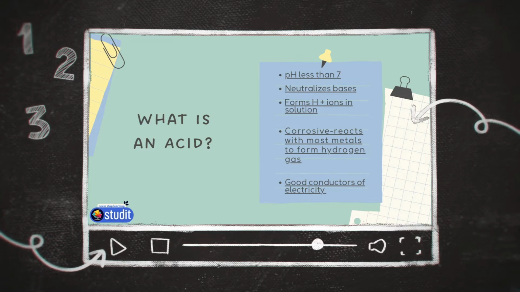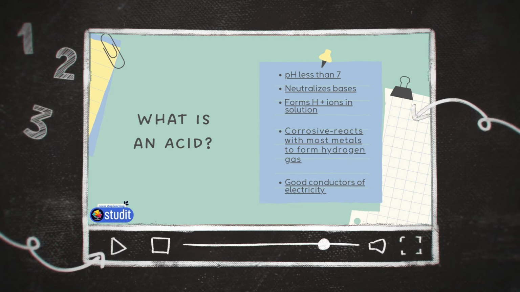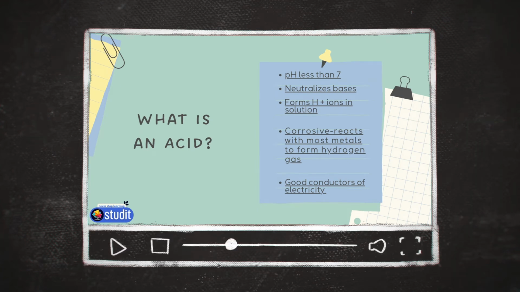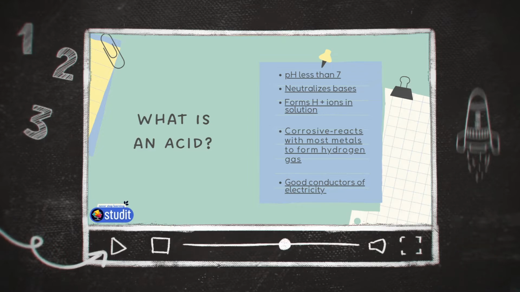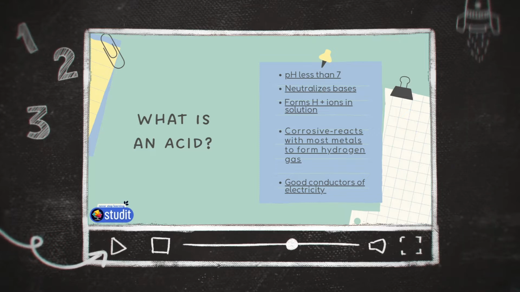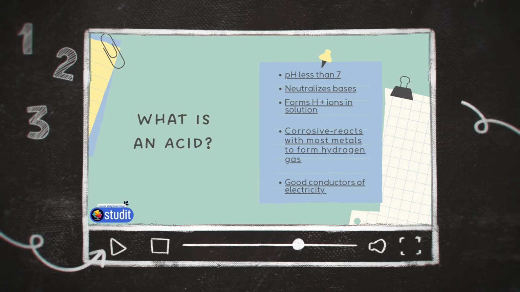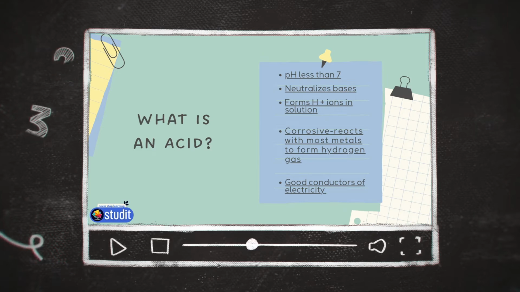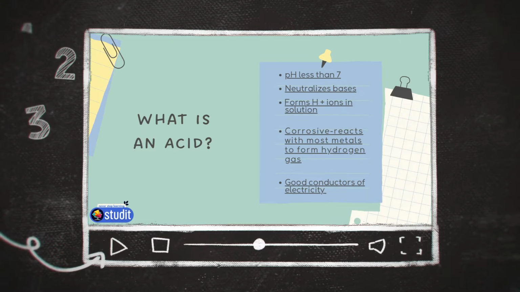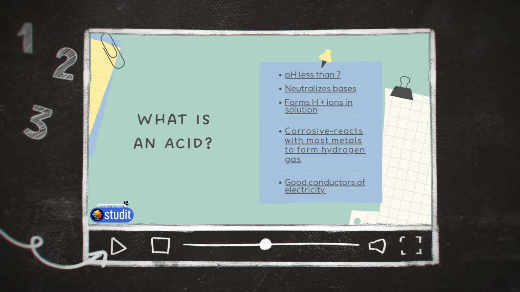So the solutions that have a pH less than 7, we call them acids. Those that are slightly less than 7, we call weak acids, and those that are much lower than 7, we call strong acids. Like an acid having a pH of 2 will be called a strong acid. Then it neutralizes the bases. Yes, we know about positive and negative. Likewise, there is acid and base. If they meet with each other, if they are poured into each other, they neutralize themselves.